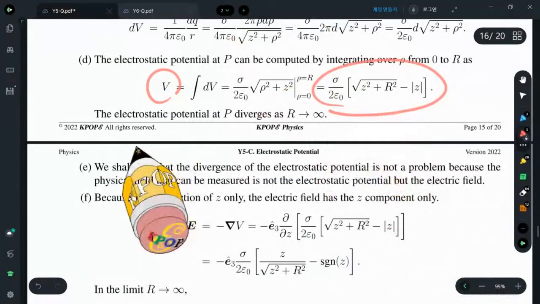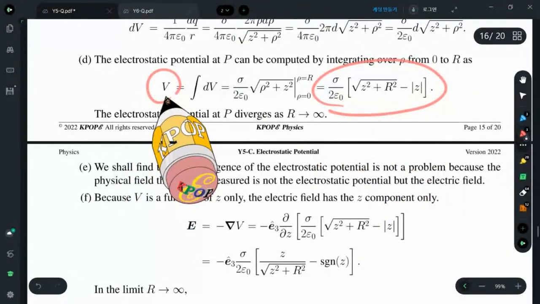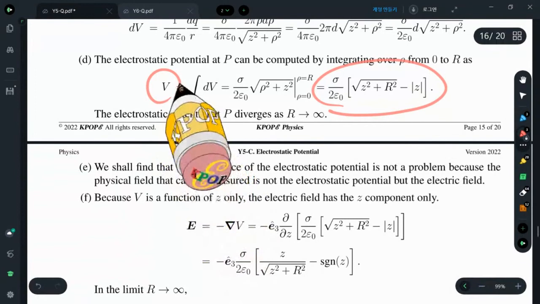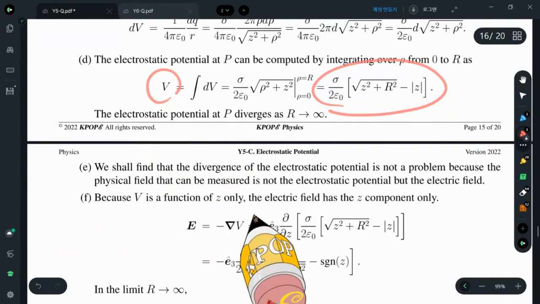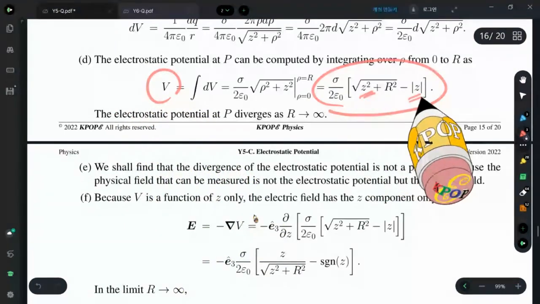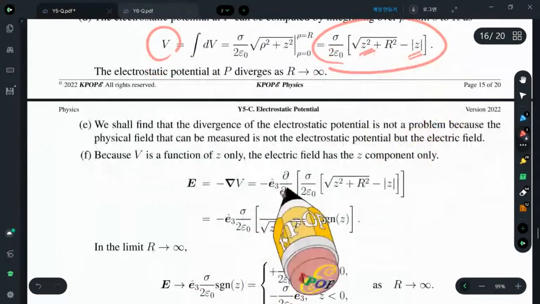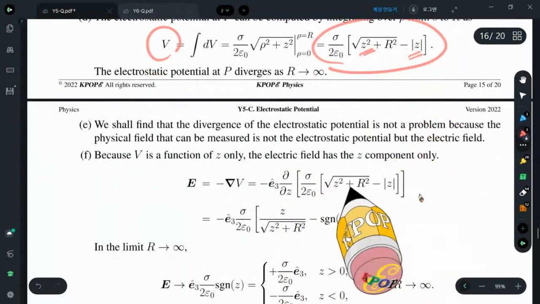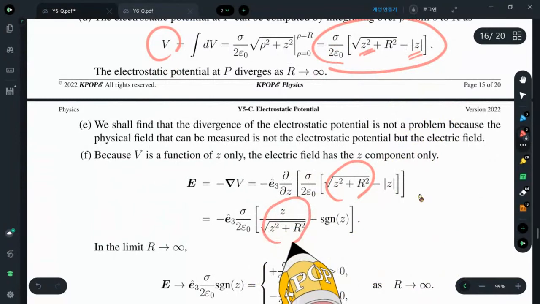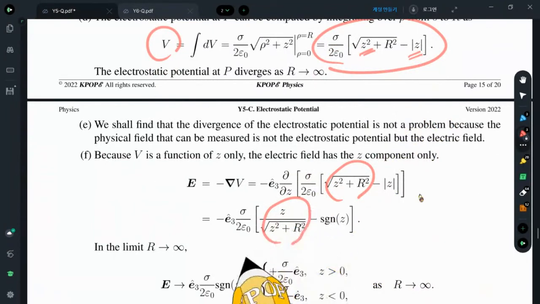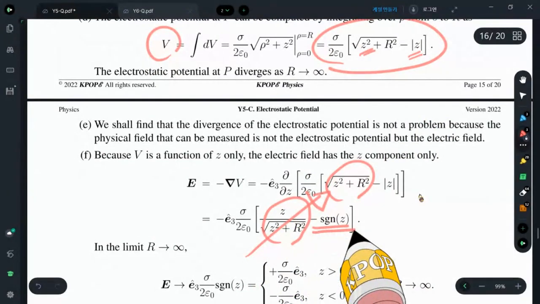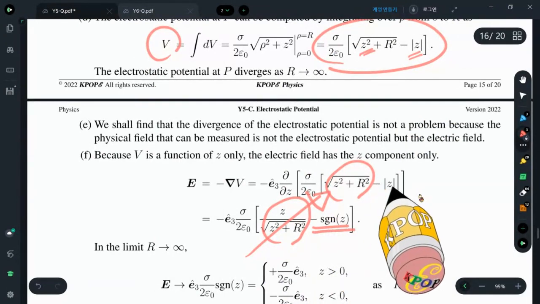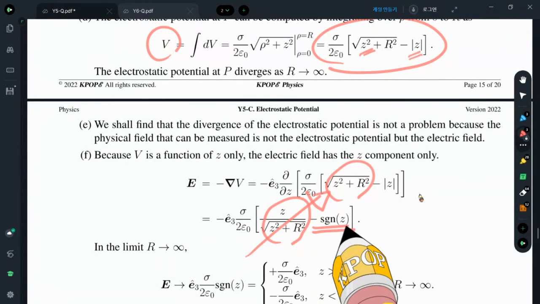Again, as r goes to infinity, this potential diverges to infinity. However, what we are interested in is not the potential, instead, the electric field. If I take the minus gradient, we know only the z component appears. If I take the derivative with respect to z, this strange factor becomes like that. However, as r goes to infinity, this strange term disappears, and the only contribution is this one. The derivative of the absolute value of z is just the sign of z.